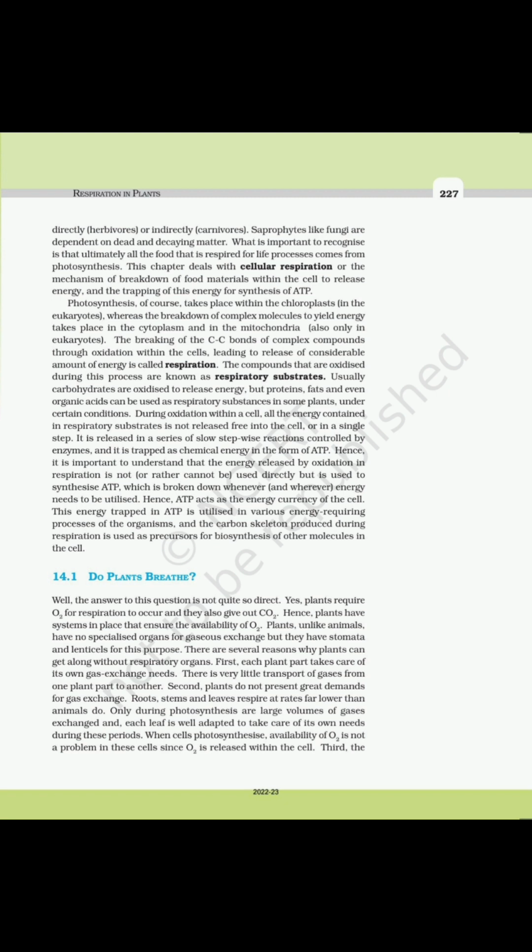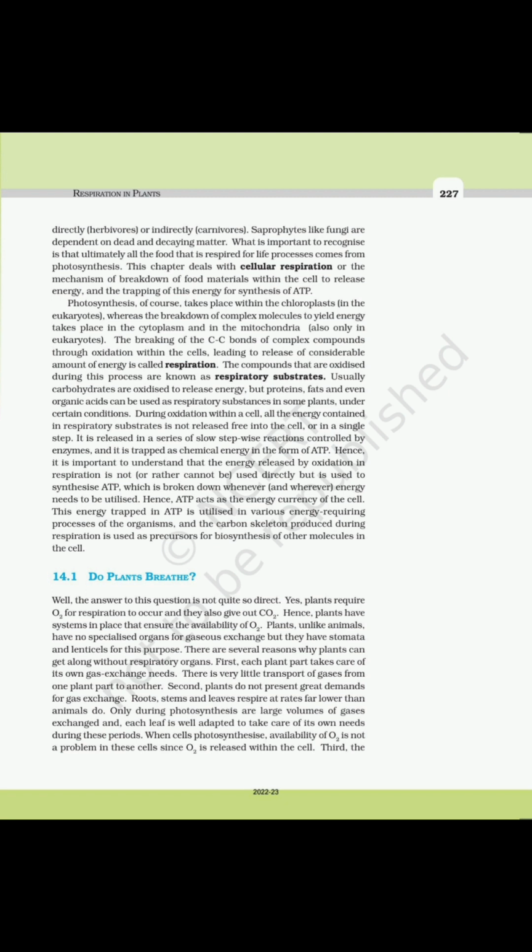Photosynthesis, of course, takes place within the chloroplasts in the eukaryotes, whereas the breakdown of complex molecules to yield energy takes place in the cytoplasm and in the mitochondria, also only in eukaryotes. The breaking of the C-C bonds of complex compounds through oxidation within the cells, leading to release of considerable amount of energy, is called respiration. The compounds that are oxidized during this process are known as respiratory substrates. Usually, carbohydrates are oxidized to release energy, but proteins, fats, and even organic acids can be used as respiratory substrates in some plants under certain conditions.